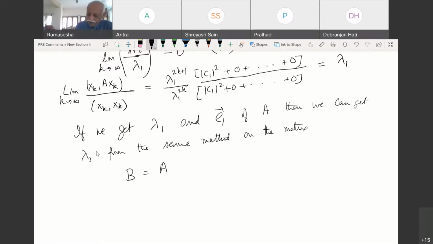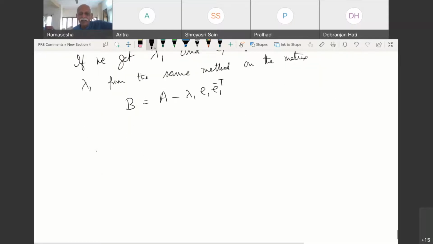Remember the expression that I had for A in terms of lambda i's. So when I do this, the lambda 1 eigenvalue goes to 0. So the second highest eigenvalue of A is the highest eigenvalue of B, and you can do the power method on B and get lambda 2. So this way you can indeed get low-lying eigenvalues of large matrices.